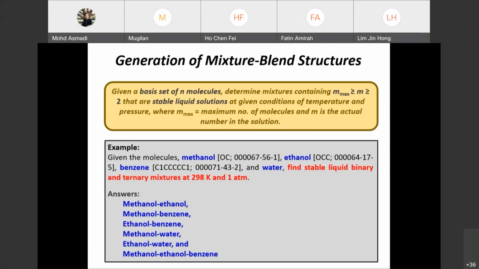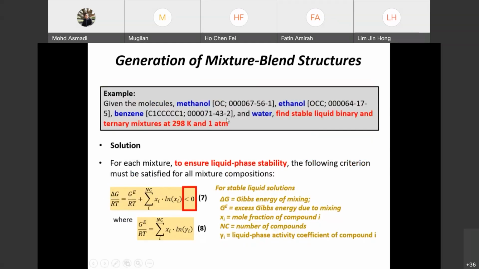So for each mixture to ensure that the liquid offers stability, some criteria must be satisfied for all the compositions. If you look at here, these are the rules. The equation delta G over RT should be below 0 when you do the mixture. You just substitute into this equation, if you still remember chemical engineering thermodynamics, chapter 12.